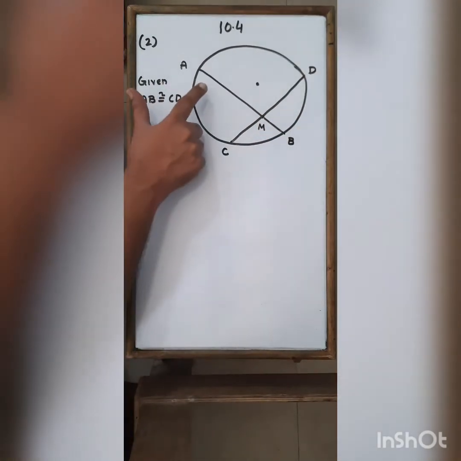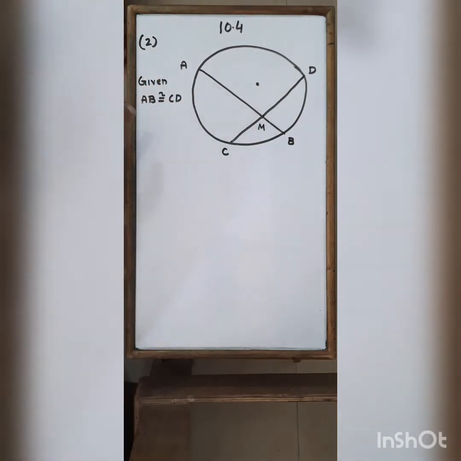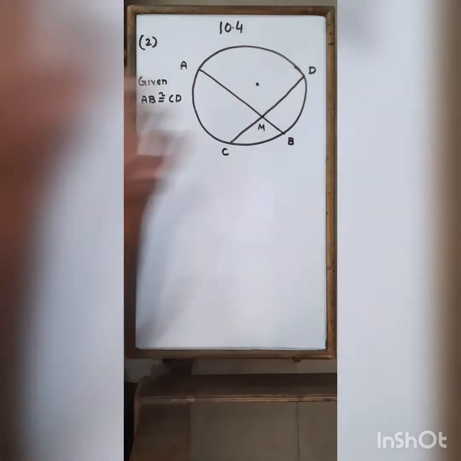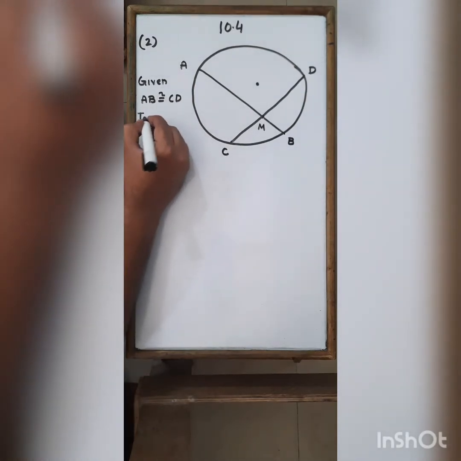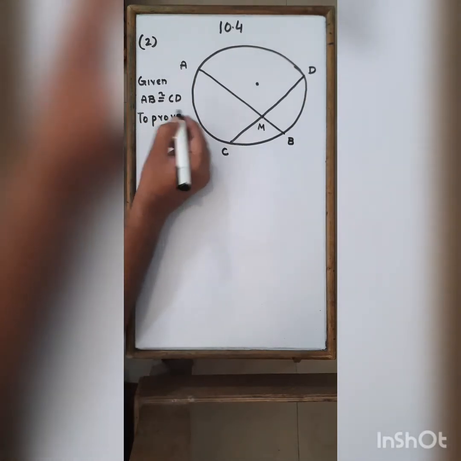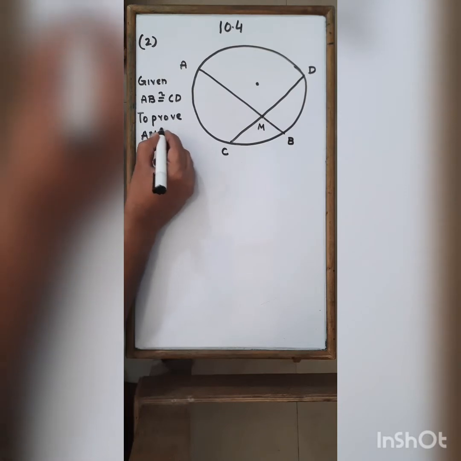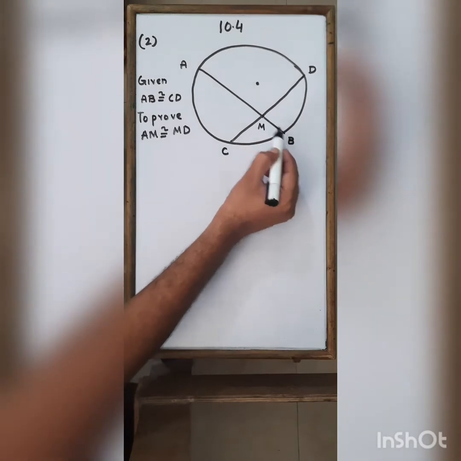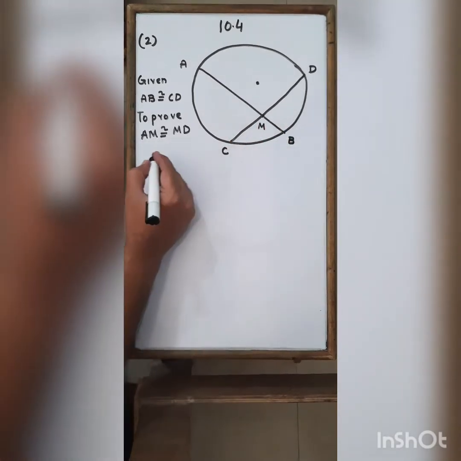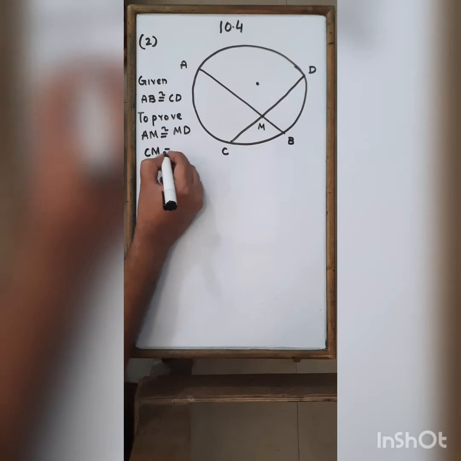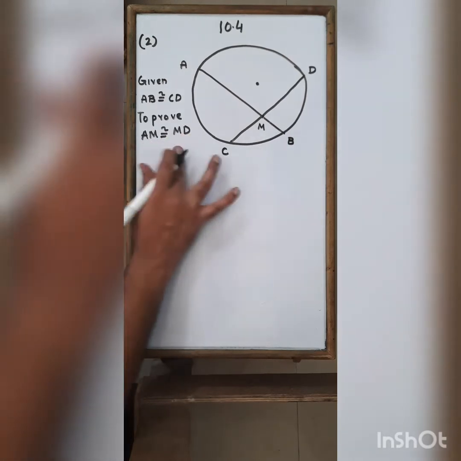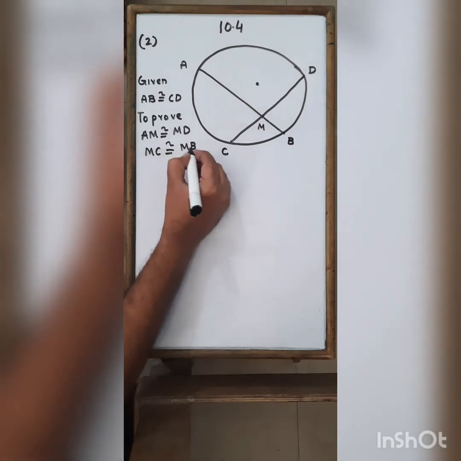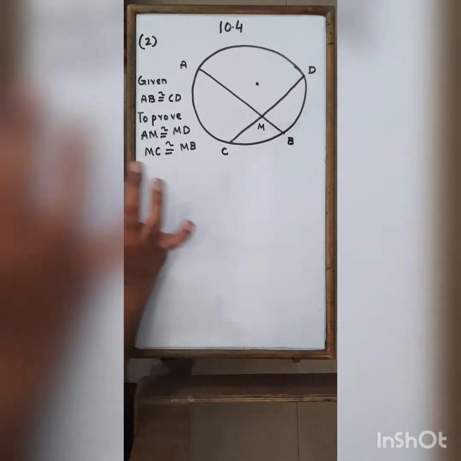What they are saying, you have to prove that the corresponding larger segments, this means AM and MD, are equal. So you have to prove AM is congruent to MD, and you have to prove smaller segments are also equal. So you have to prove MC is congruent to MB. This you have to prove. Okay, so now it is an easy sum.